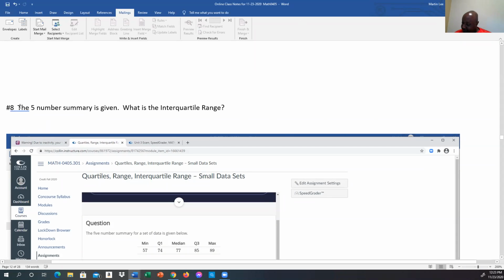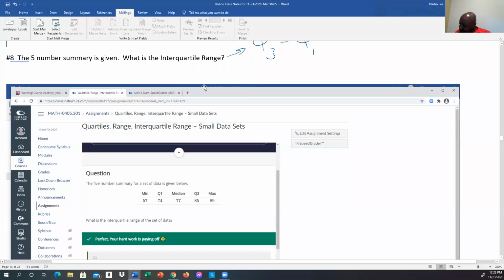So for number 8, it tells us that the 5-number summary is given. We need to find the interquartile range, which is just Q3 minus Q1. So down here, the 5-number summary for a set of data is given. They give us the minimum, Q1, the median, Q3, and then the max value.